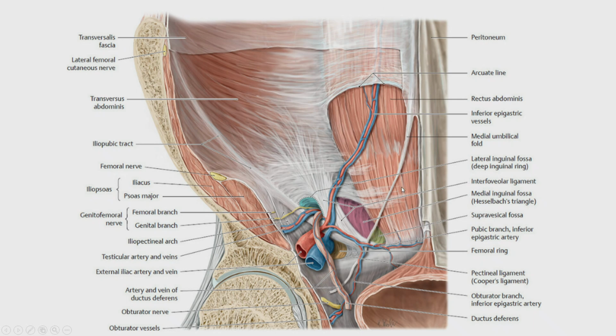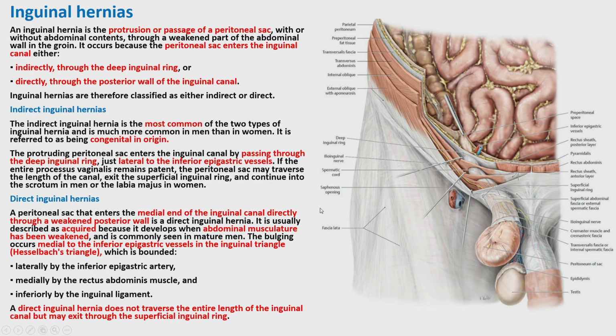And medial to that, medial to the umbilical artery or umbilical fold, is the supravesical fossa. Those are the three places of herniation, which is very nicely shown in this picture. You can see the hernia.